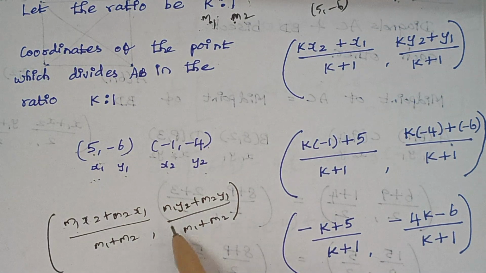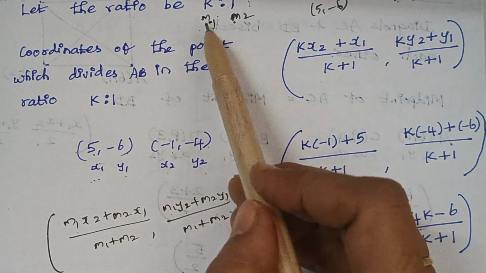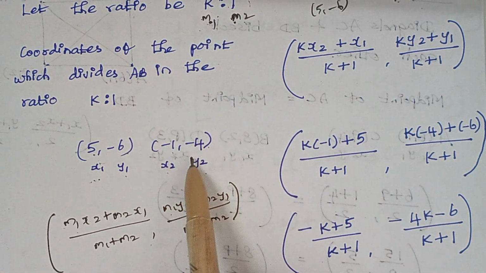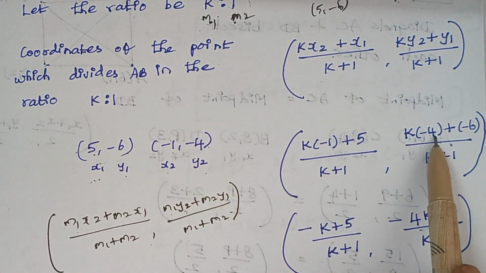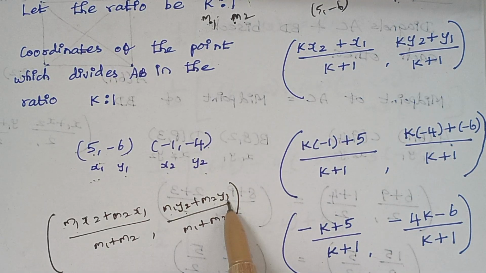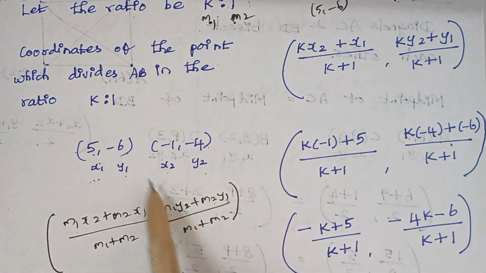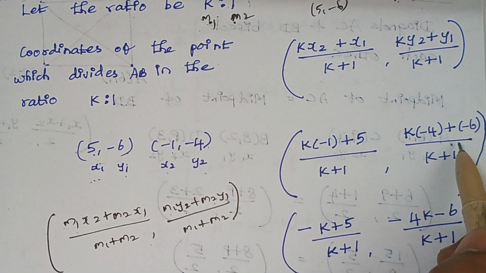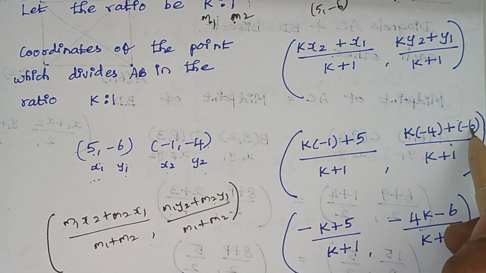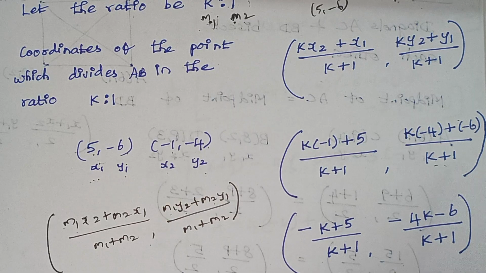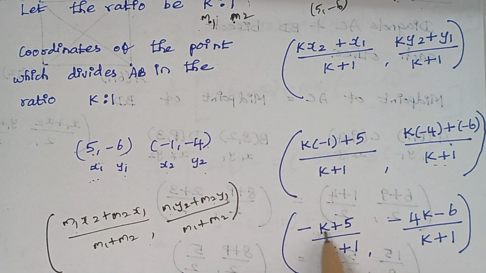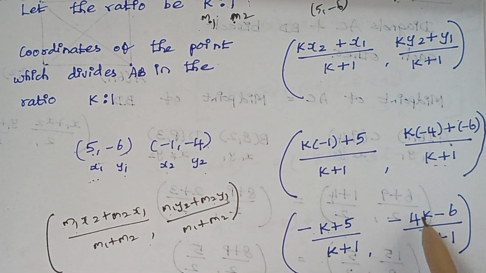And now the next thing is m1 y2. So m1 is k. So k into minus 4, right? Plus m2 y1. Here m2 is 1 and y1 is minus 6. So here it is 1 into minus 6 divided by k plus 1. So now k into minus 1 is minus k plus 5 divided by k plus 1. And here it is minus 4k minus 6 divided by k plus 1. Right. So these are all the coordinates.